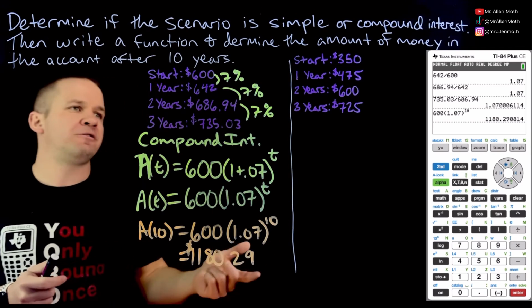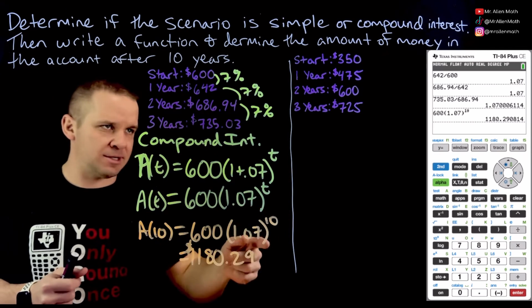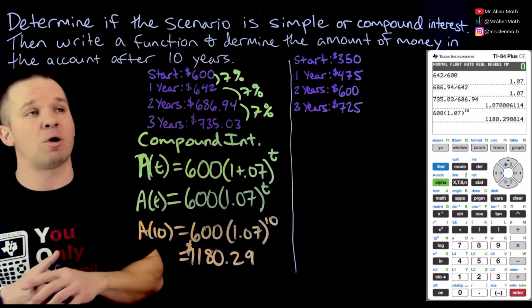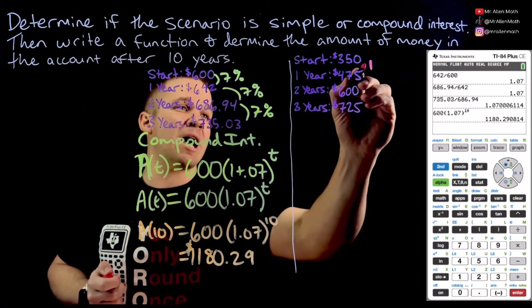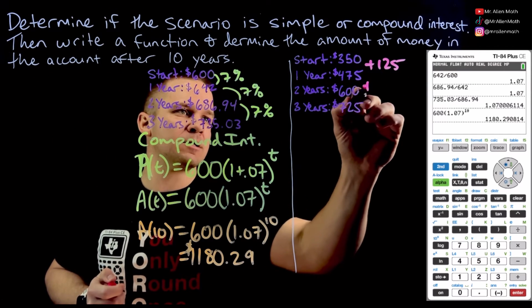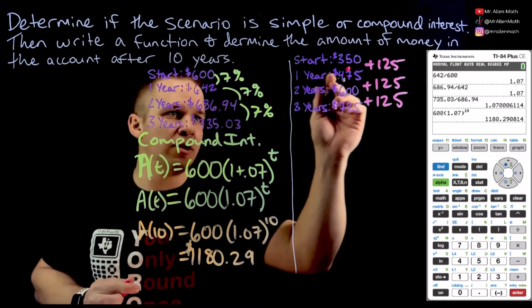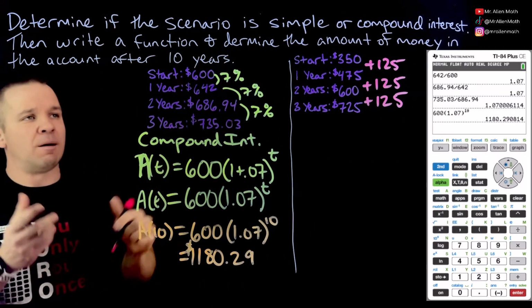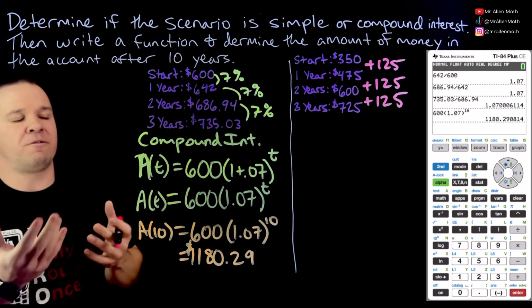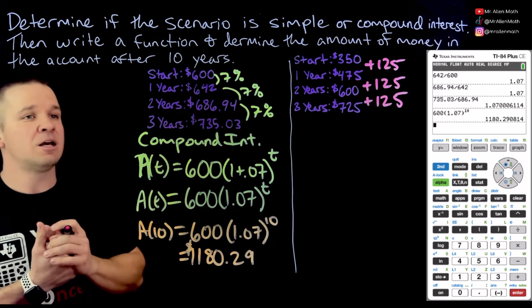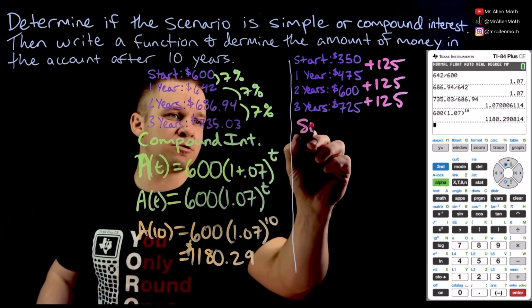We start with 350, then go to 475, then 600, then 725. This looks like we're adding $125 to each one of these. So this one is going to be simple interest. We can figure out what percent 125 is of 350, but you won't really need it to figure this out. So we're going to say simple interest.